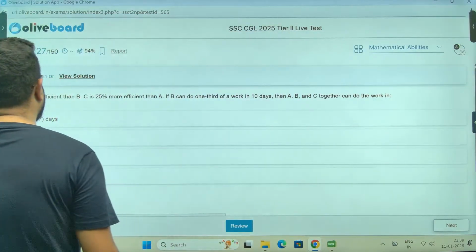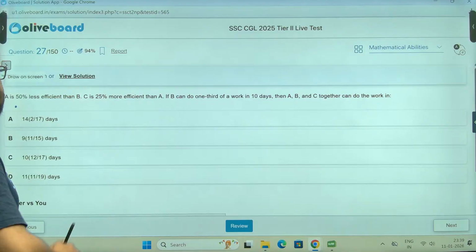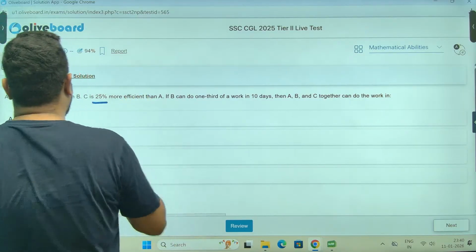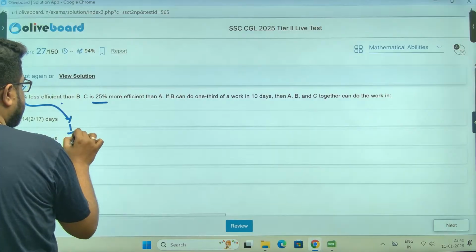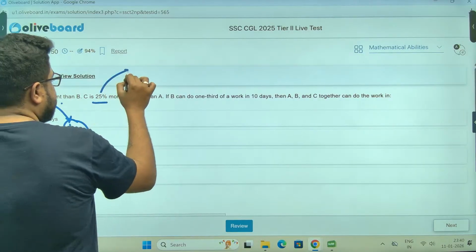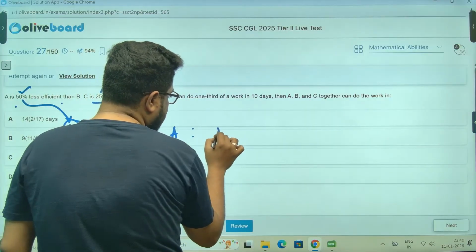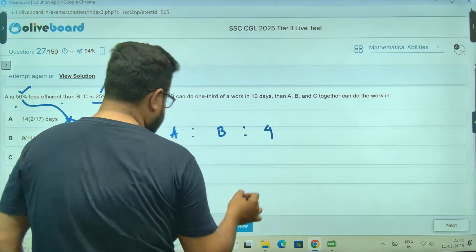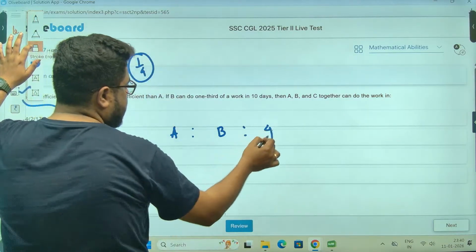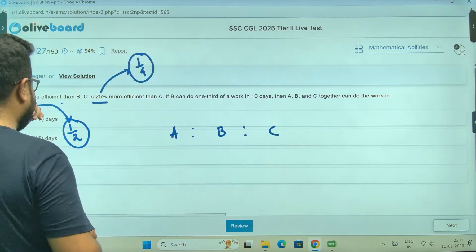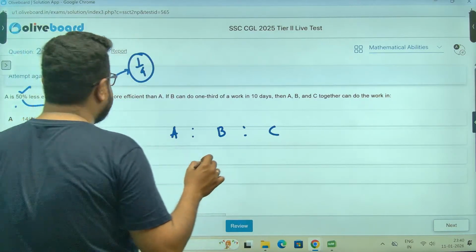Again, another question of efficiency. A is 50% less efficient than B, and C is 25% more efficient than B. 50% means half. 25% is 1/4. So let's figure this out. I'm writing A, B, and C. 1/4 more, and 50% less efficient than B.